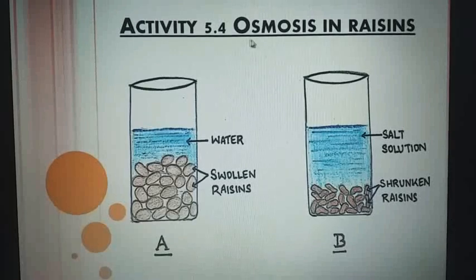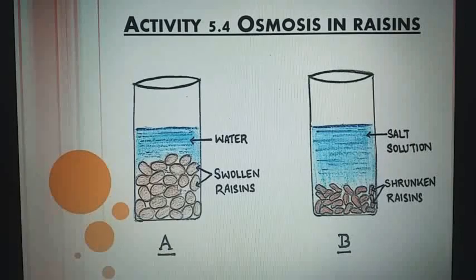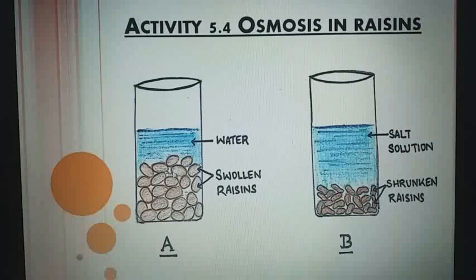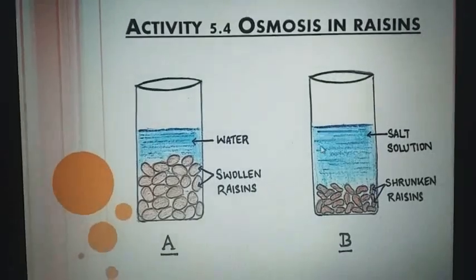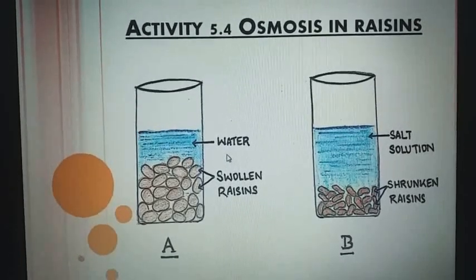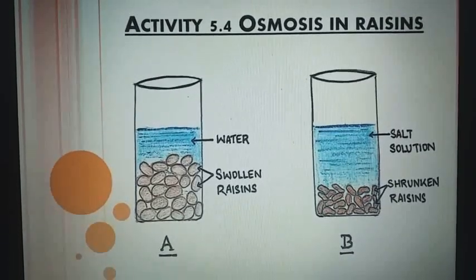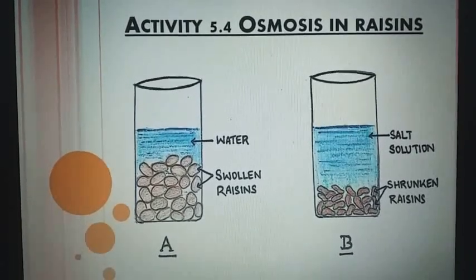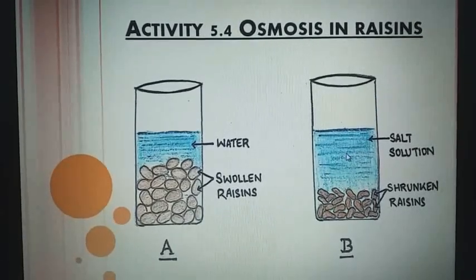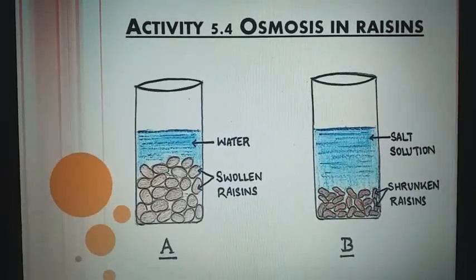For this activity 5.4, osmosis in raisins, the material required is two beakers labeled as A and B. In beaker A, we will put water and a few raisins inside it. And in beaker B, we will put the salt solution. Now, put the dried raisins in plain water and leave them for some time. We will observe that each raisin gains water and swells. Then place the same raisins into beaker B, that is the salt solution, and wait for 2 to 3 hours. We will observe that the raisins will shrink.